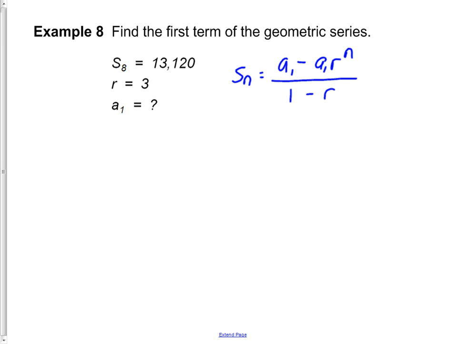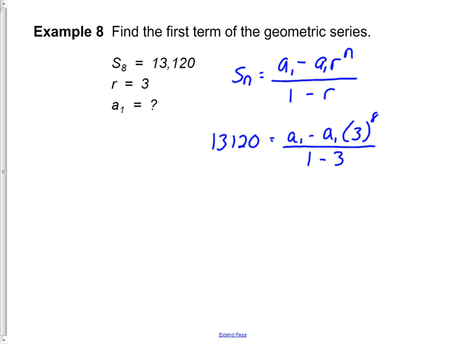S sub n, 13120, equals a sub 1, which is what I'm trying to find, minus a sub 1, r to the 8th power. Well, the r value is 3 here, so we got 3 to the 8th power, divided by 1 minus the r value, which is 3.